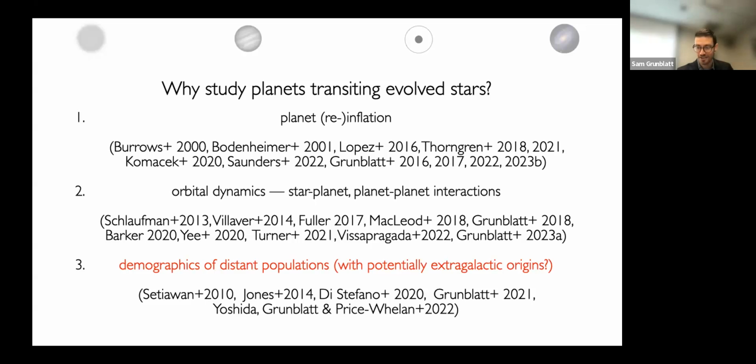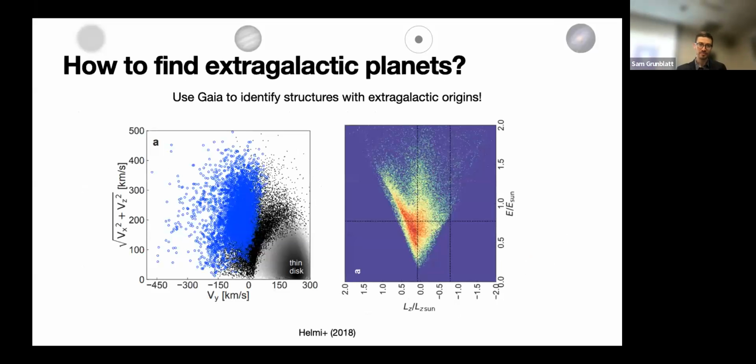All right. Well, in that case, now I can get on to the really crazy stuff. So the last thing I wanted to talk about was basically demographics of planet populations that you can do with these evolved systems. And it's on the slide, so you might even be able to look at potentially extragalactic populations using evolved stars. So, if you want to find extragalactic planets, how do you do this?